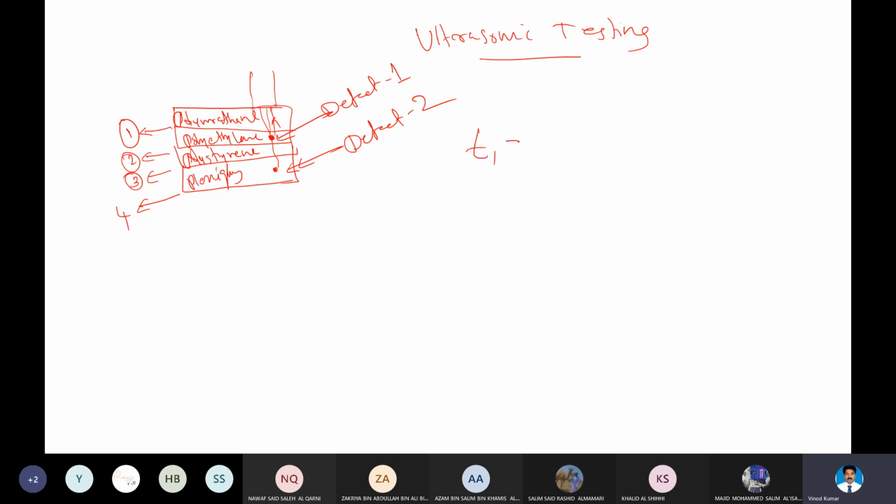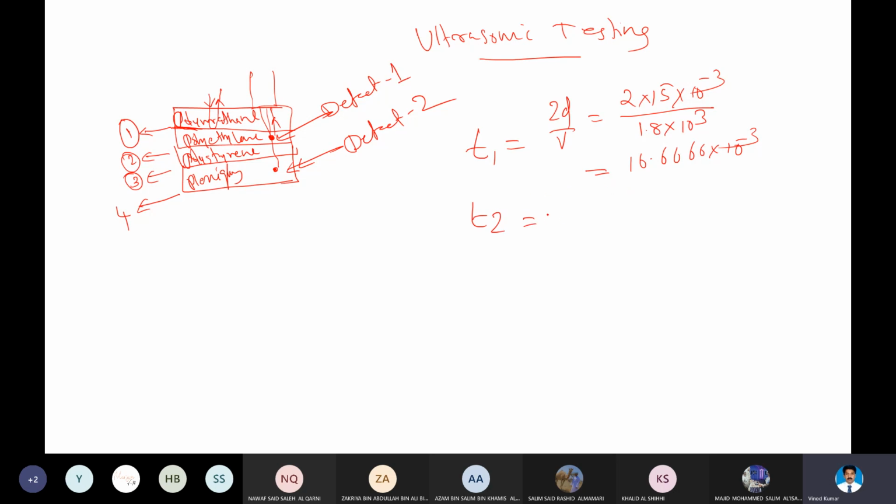So T1 means what? T1 is the interface, the boundary between polyurethane and polyethylene, which is 2D by V. 2 times the thickness, given as 15, by V. V is 1.8 times 10 to the power 3. So you get the time for the first one. Did you understand? The ultrasonic waves will pass, hit the boundary and come back. This is the first one. Then what is T2?